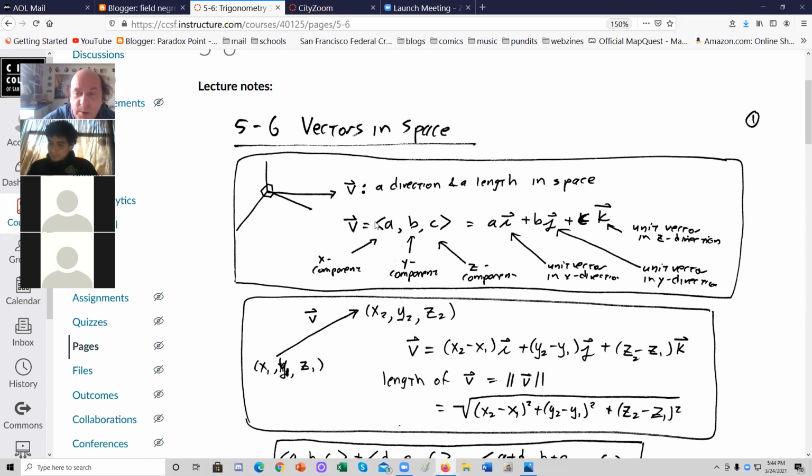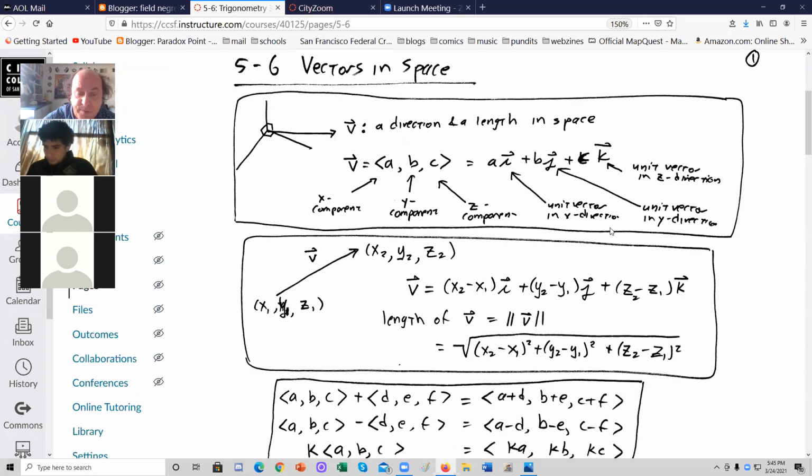You'll be given 3 components, a by b by c. a is the x component, how far it is in the x direction. b is the y component, how far it is in the y direction. And c is the z component, how far it is in the z direction. So we rewrite that as ai plus bj plus ck. i is the unit vector in the x direction. j is the unit vector in the y direction. And k is the unit vector in the z direction.